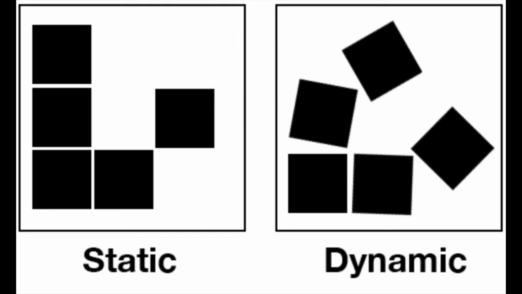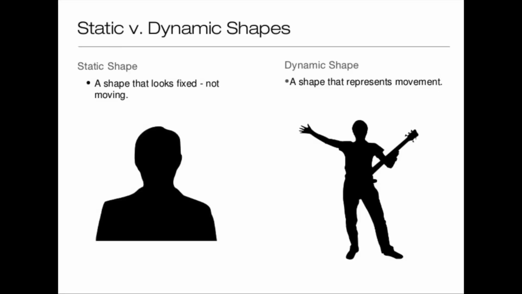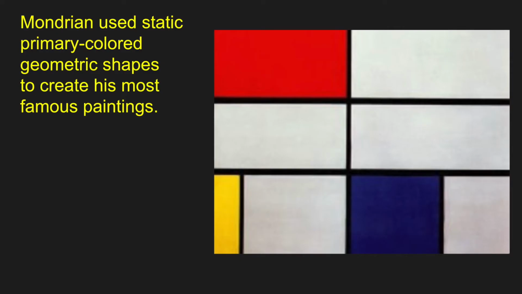There are also static and dynamic shapes. On the left, you see shapes just placed side by side. They don't look like they have any action. But the dynamic shapes on the right look like they're falling. It's all in the placement, where you place your shapes. Shapes that show movement are dynamic shapes, while a shape that looks like it's fixed and just sitting still is a static shape. Which one do you enjoy the most? Can you identify the static shape here and the dynamic shape? There's a place for both of these in art. It just depends on what you're trying to portray.